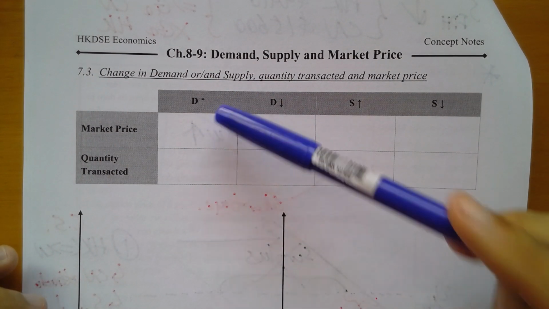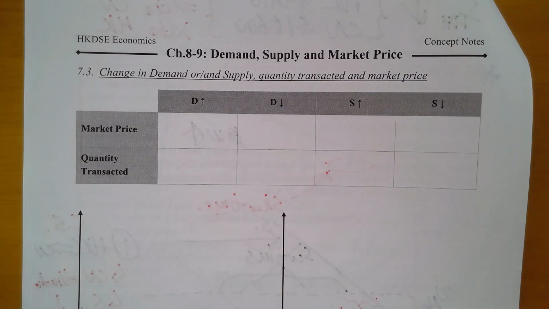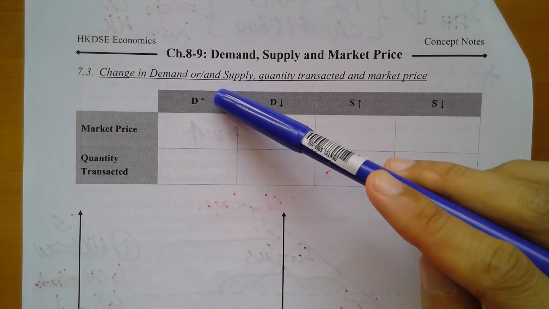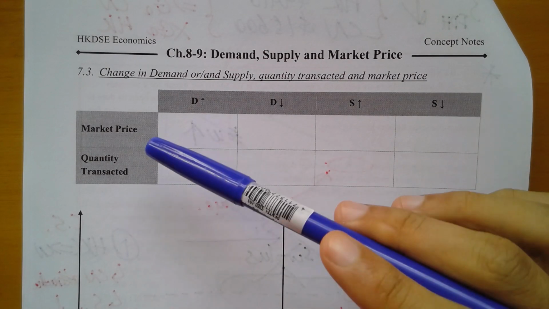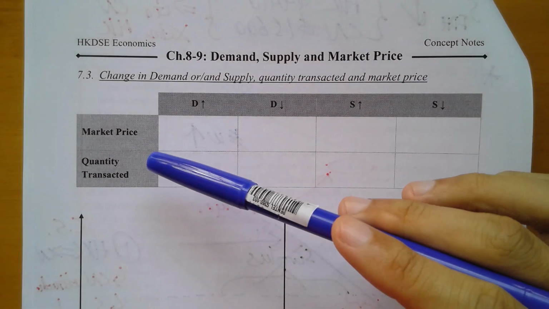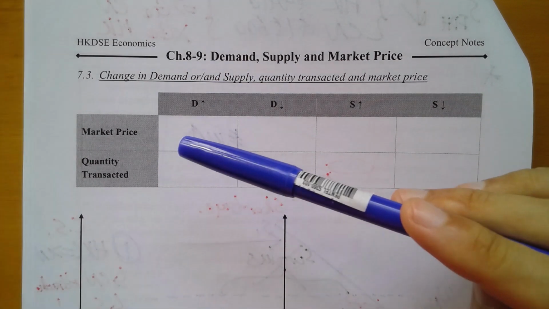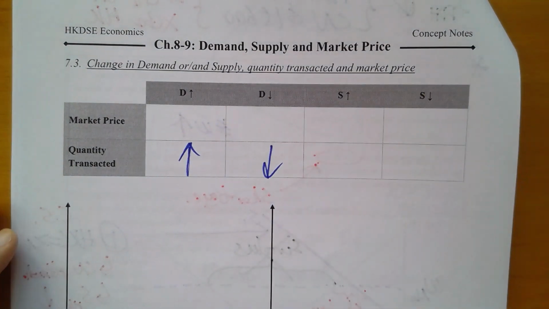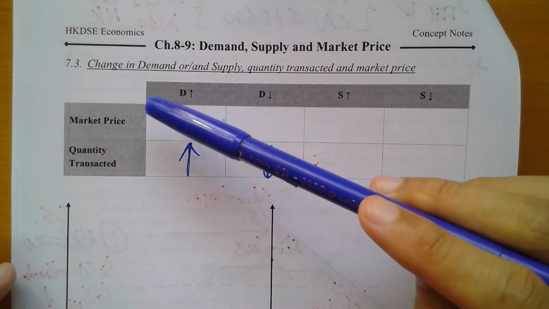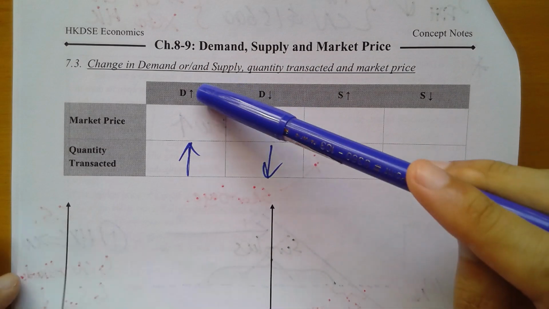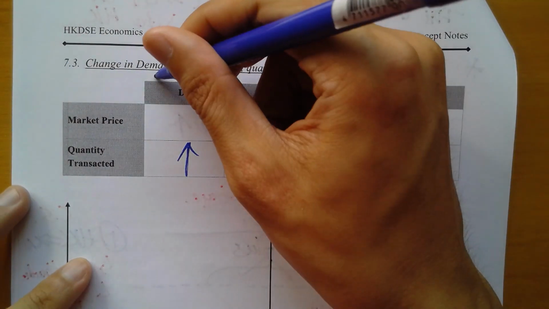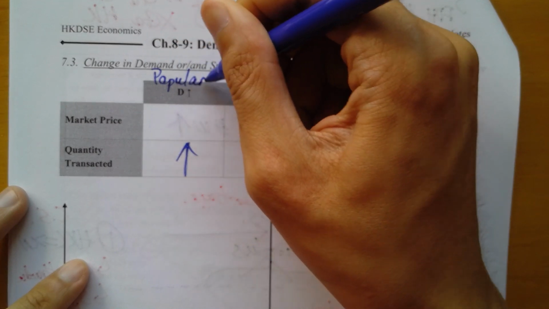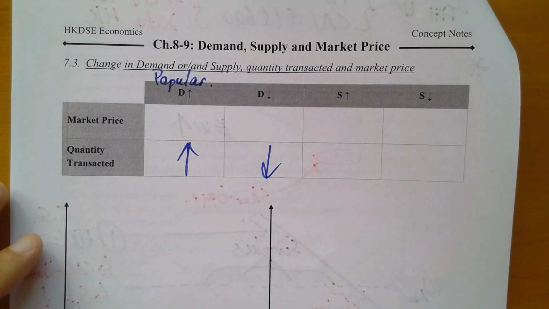When there is an increase in demand, obviously when people want more, you can expect the number of transactions to increase. But the important thing is the market price. Think about it. When demand increases, it means that this good is becoming more popular. When something becomes more popular, as a seller, of course you will increase the price.